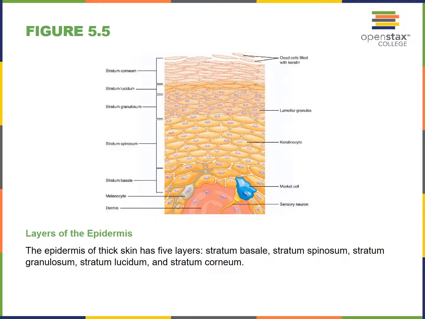Figure 5.5 gives us a nice pictorial view of the skin, the layers of the epidermis. Here we're looking at thick skin because we've got the stratum lucidum there. So we see the corneum with the dead cells filled with keratins, already some sloughing off. We see the stratum granulosum with the lamellar granules in it, the spinosum here, the keratinocytes in them, the basale. We see the Merkel cells and the melanocytes in it, and of course we'd expect to find up in the spinosum some of the dendritic cells.